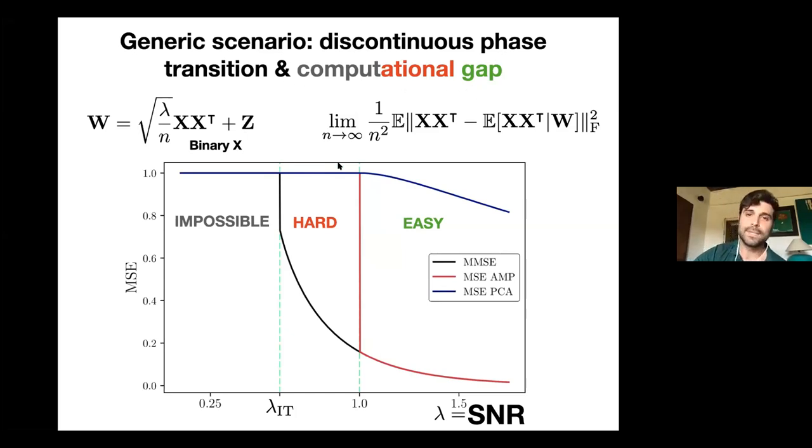So what does it mean? It means that if you plot the error of algorithms, you will observe discontinuous phase transitions and the appearance of a so-called impossible, hard and easy regime. What does that mean? Consider the Bayesian optimal algorithm, which leads to the so-called minimum mean square error. So what is the optimal algorithm doing? It's exploiting fully the posterior distribution given the data. And the minimum mean square error is defined here.